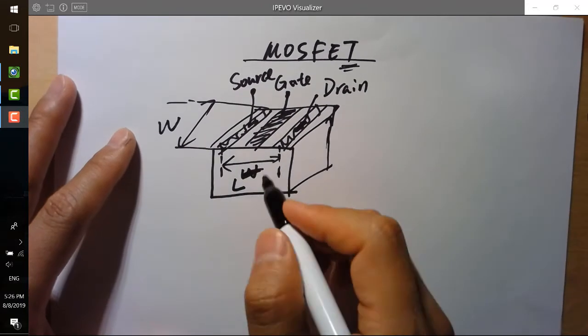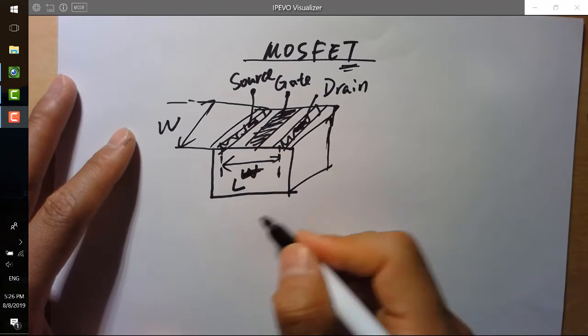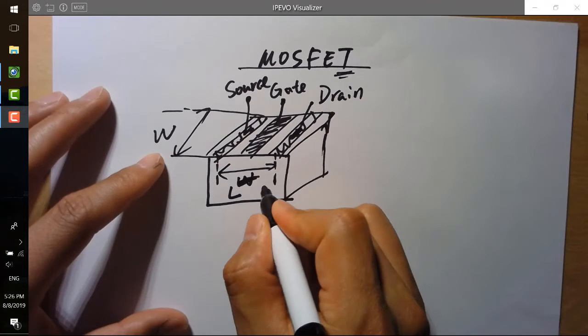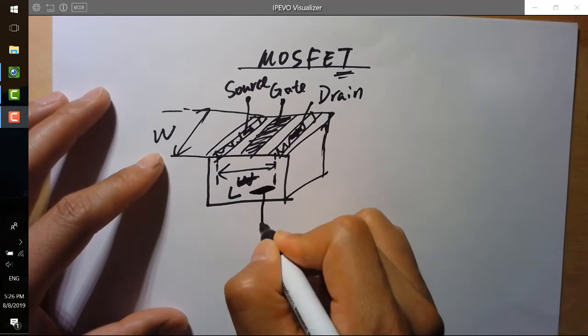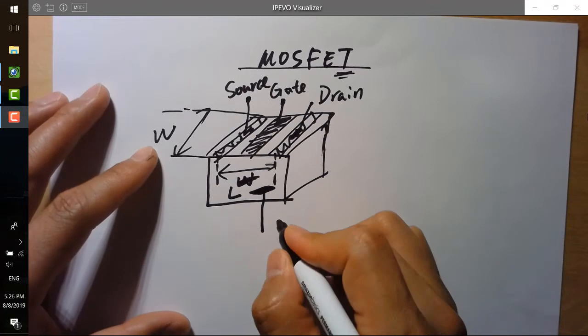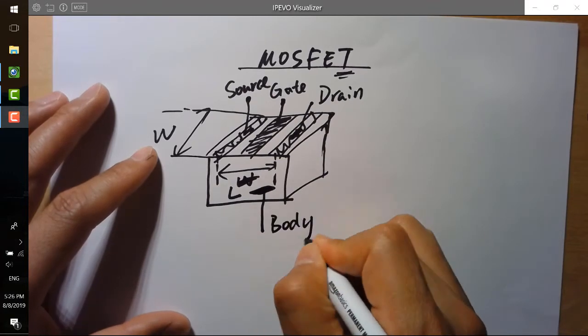You also have, at the bottom of this bulky device, a metal contact with a wire connected to it. It's called a body contact.